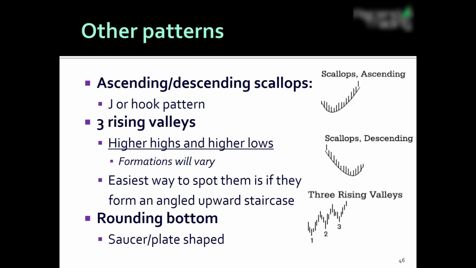Ascending and descending scallops, it's just a J or hook pattern. 3 rising valleys. The formations will vary, but keep in mind it's just higher highs and higher lows. The easiest one to spot for this type of pattern is the stair step pattern. I usually get in by the 3rd or the 2nd stair step. Anything more than that, I'll stay on the sidelines to see if there's continuation or if there's going to be an imminent pullback.